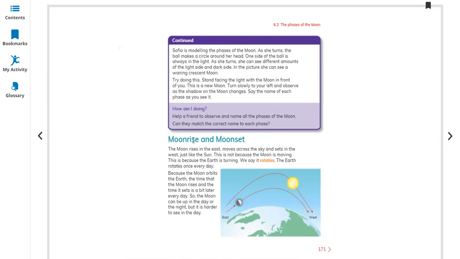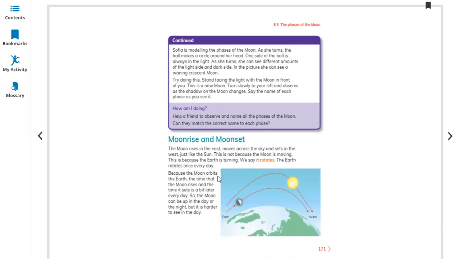Moonrise and moonset, east and west. Moonrise and moonset are like sunrise and sunset. The moon rises in the east, moves across the sky, and sets in the west. Just like the sun, this is not because the moon is moving, it is because the Earth is actually moving. We say it rotates. The Earth rotates once every day.